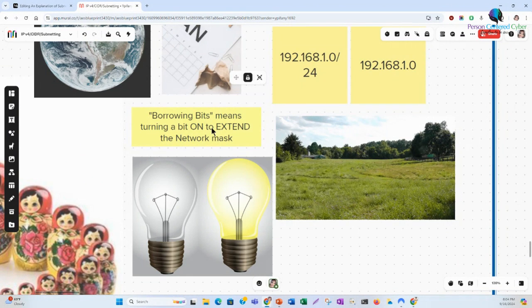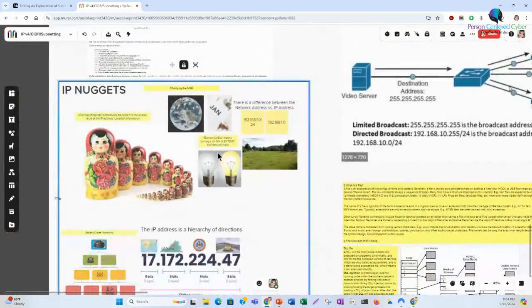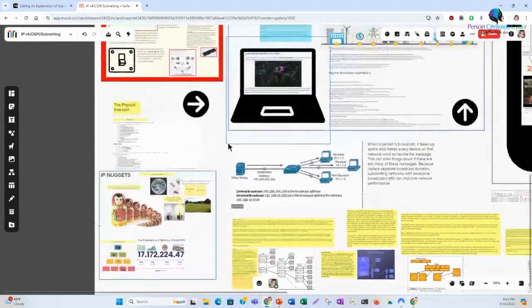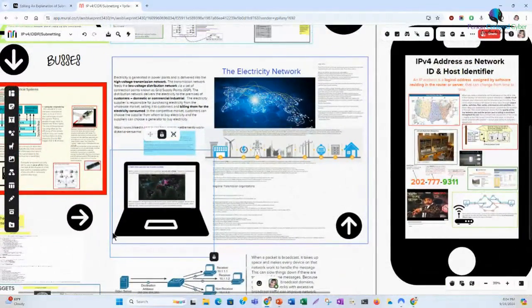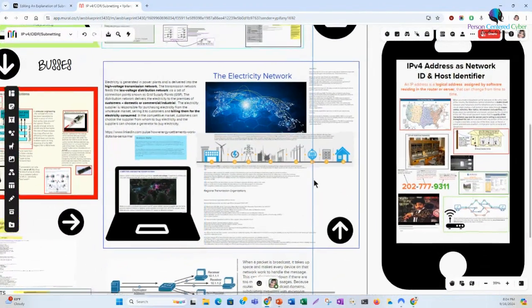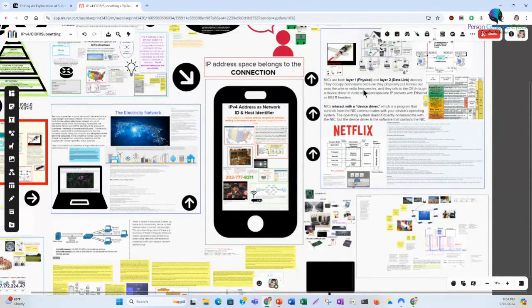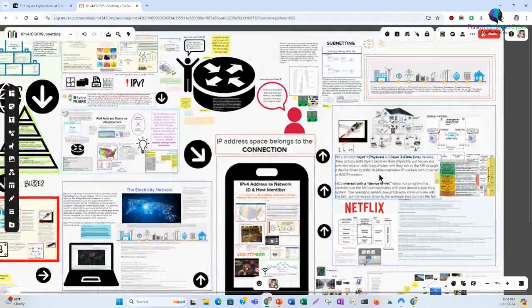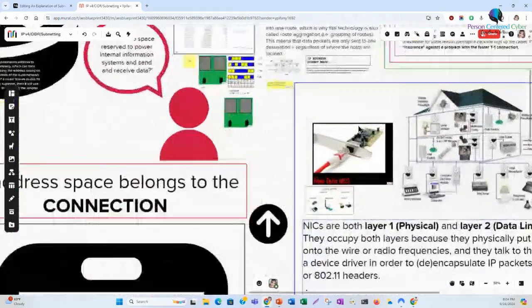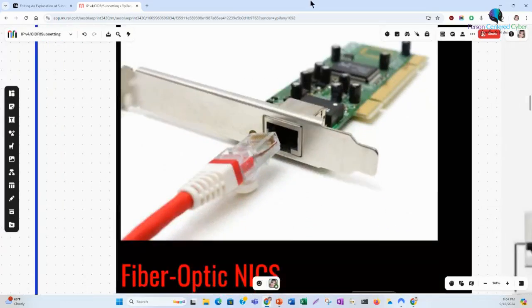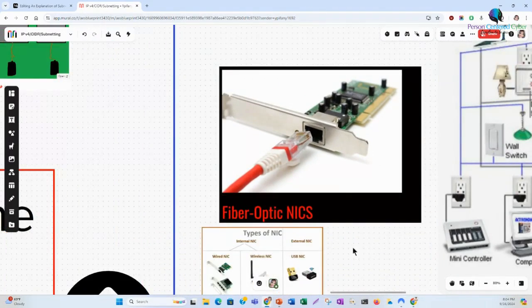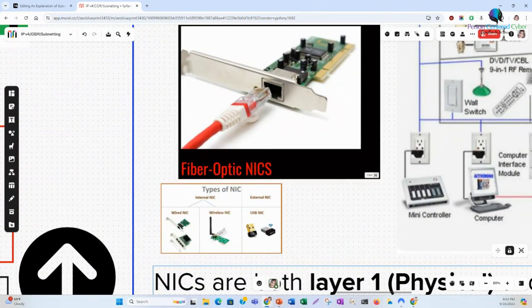Now, when you extend the network mask, all that means is, like I said, it's got nothing to do with length. You don't make it longer, you don't make it bigger, you don't make it wider, nothing like that. You're not doing that. What you're actually doing in reality is you're using more capabilities of various devices in the computer, like your NIC card.